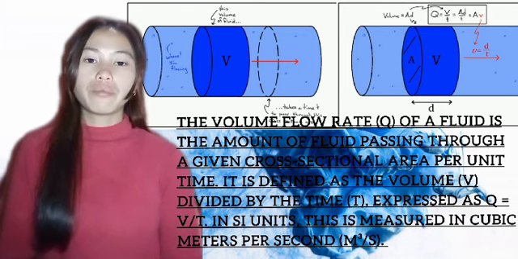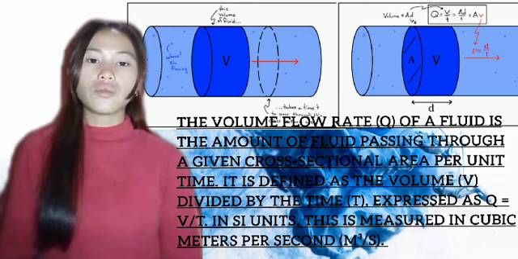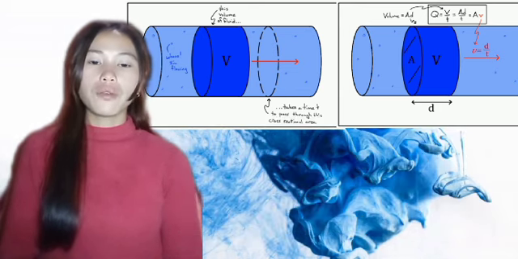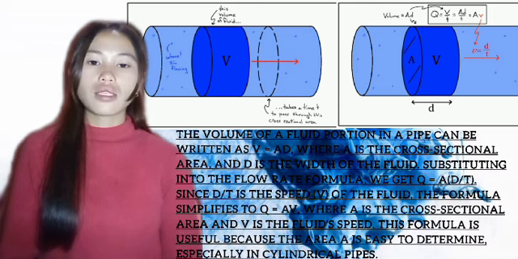The volume of a fluid portion in a pipe can be written as V equals A times D, where A is the cross-sectional area and D is the width of the fluid. Substituting into the flow rate formula, we get Q equals A times D over T. Since D over T is the speed, or v, of the fluid, the formula simplifies to Q equals Av, where A is the cross-sectional area and v is the fluid speed. This formula is useful because the area A is easy to determine, especially in cylindrical pipes.